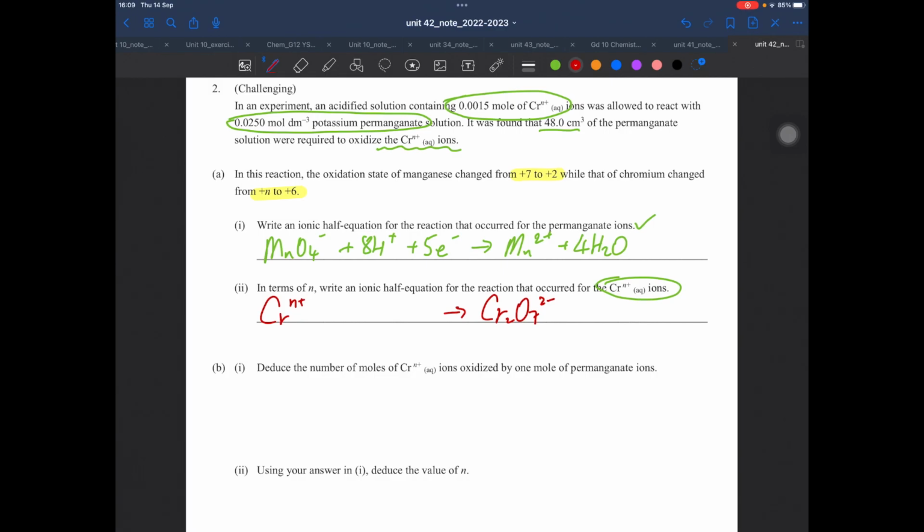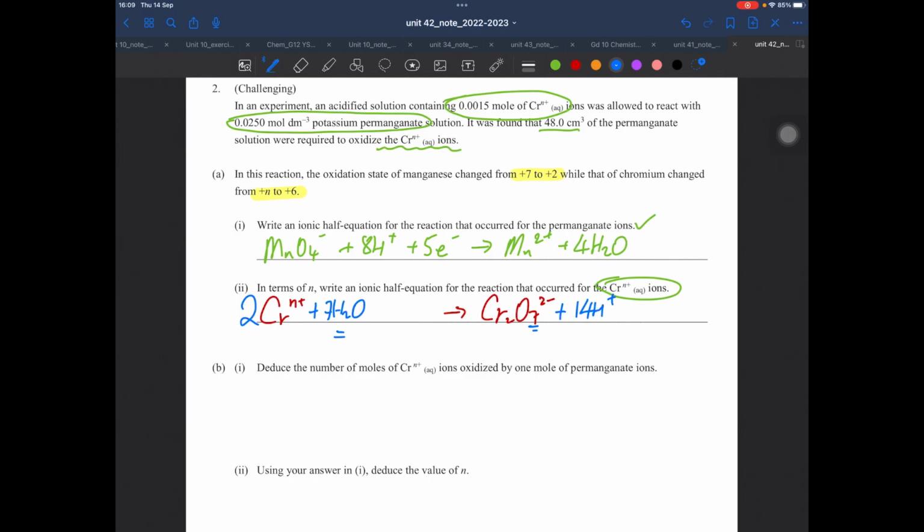Now, as I mentioned, no need to panic. Do it one by one. First of all, balance the number of elements. There are 2 chromium on the right, so there should be 2 chromium on the left. The second step is to balance the number of O by adding water. There are 7 O, so I should have 7 water. Then the hydrogen ions: altogether there are 14 hydrogen ions like this.